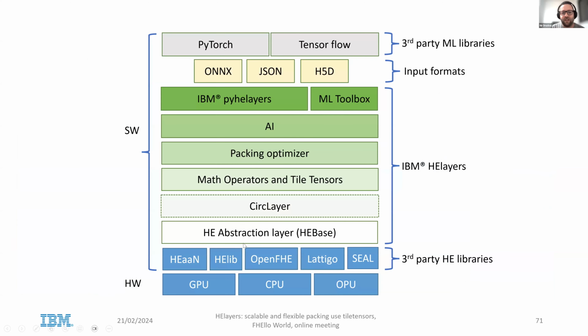So going back to the layers of HELayers, we have the third-party libraries that we rely on. Then we have some abstraction layers, so everybody who wants to work directly against these libraries can use the abstraction layer and move between the libraries to test them. And we have a circuit layer that gets a circuit of gates and optimizes their execution over this library. We have the tile tensor layer that I just described, a packing optimizer, and an AI layer. And the idea is that the data scientists and the application developers don't really need to be familiar with all of this. They just need to provide us ONNX files and get the results.